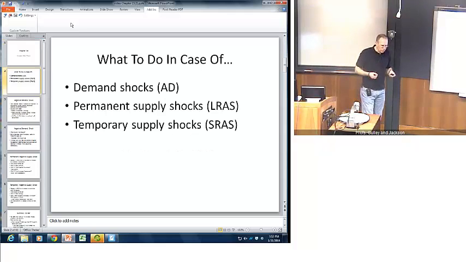And so here's what we want to look at. What should a central bank, the Fed maybe in particular in our situation, do in case of various different scenarios they might be confronted with? For example, they might be confronted with shocks to aggregate demand, shocks to the long-run aggregate supply curve, or shocks to the short-run supply curve. Let me run through one example of each of these kinds of situations to illustrate how the Fed might work.